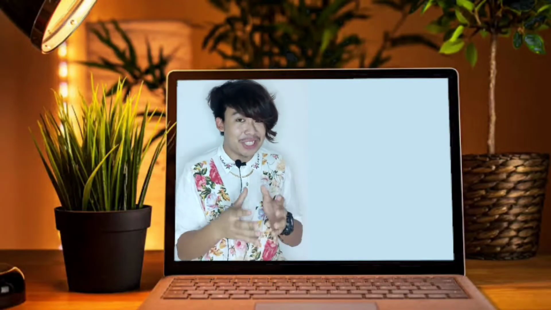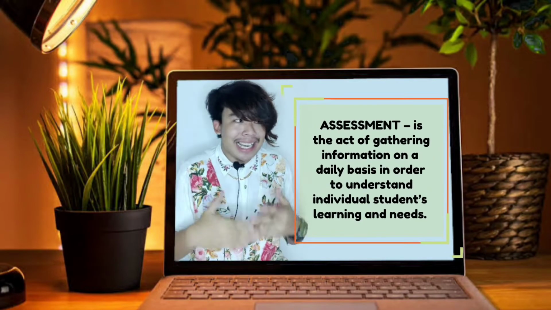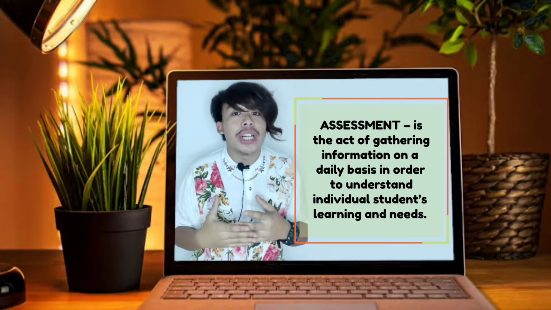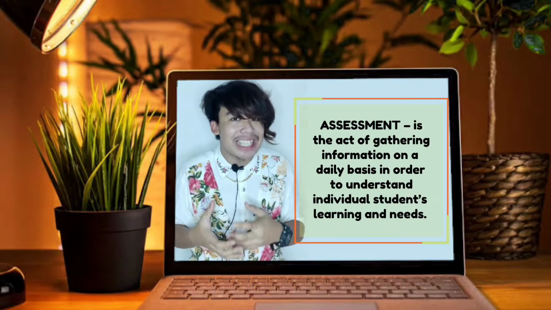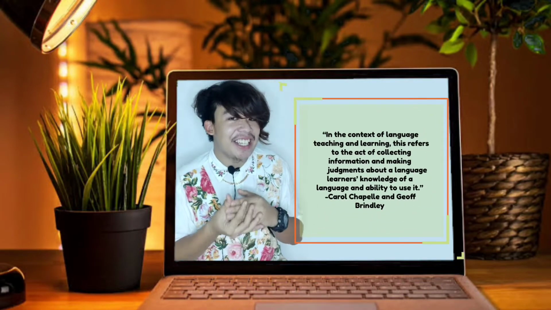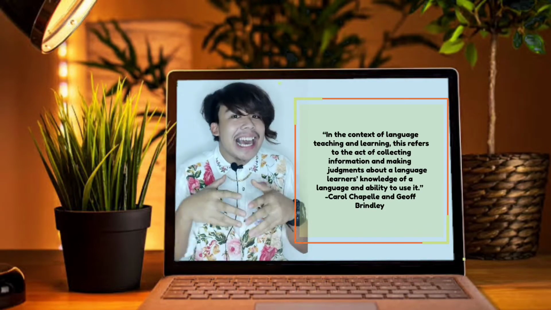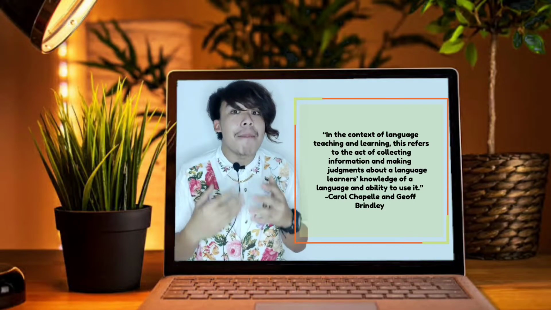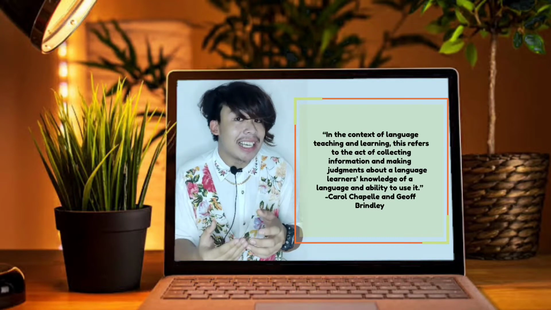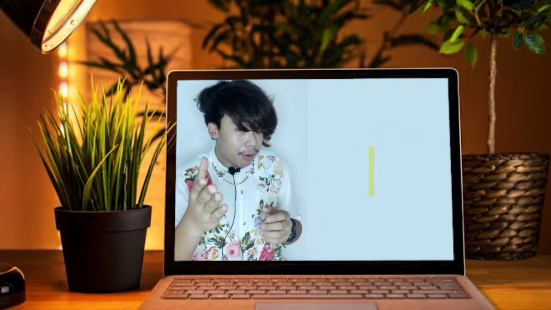Alright, here we go. Let's start first with assessment. So what is an assessment? It is the act of gathering information on a daily basis in order to understand individual students' learning and needs. In the context of language teaching and learning, this refers to the act of collecting information and making judgments about a language learner's knowledge of a language and ability to use it. This was said by Karen Chappell and Geoff Brindley. How about testing?